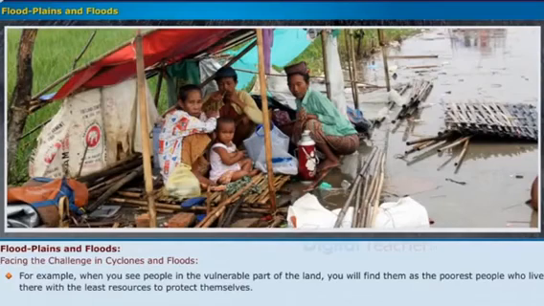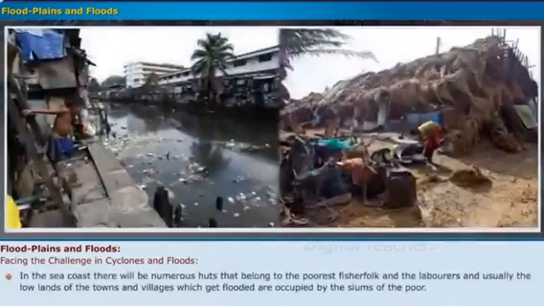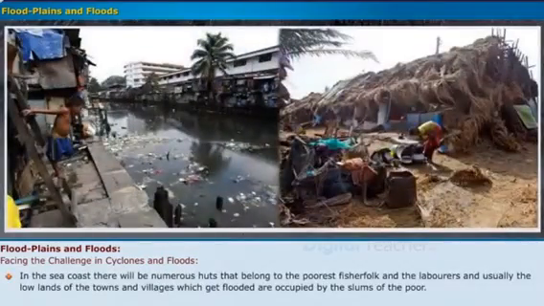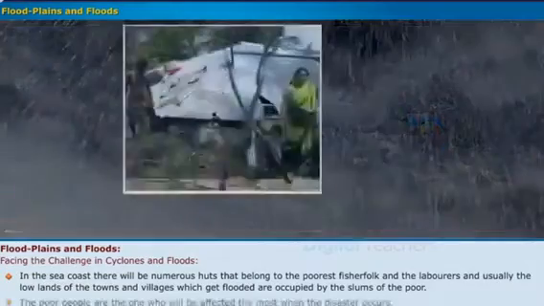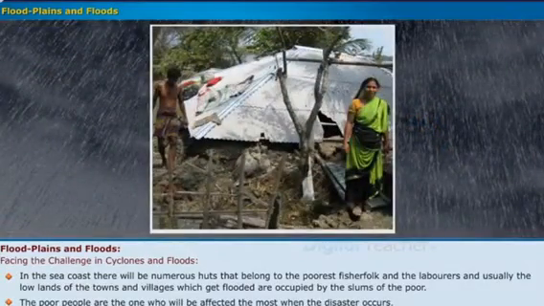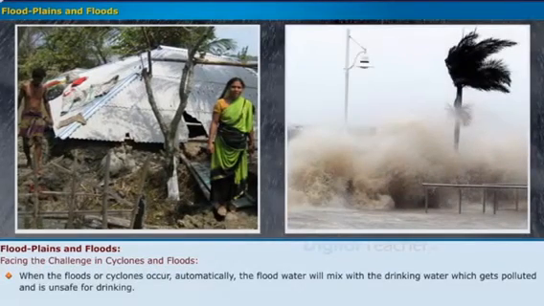For example, when you see people in the vulnerable parts of the land, you will find them to be the poorest people, who live there with the least resources to protect themselves. On the sea coast, there will be numerous huts that belong to the poorest fisher folk and laborers, and usually the lowlands of the towns and villages which get flooded are occupied by the slums of the poor. The poor people are the ones who will be affected the most when a disaster occurs. When floods or cyclones occur, the floodwater will mix with the drinking water, which gets polluted and is unsafe for drinking.